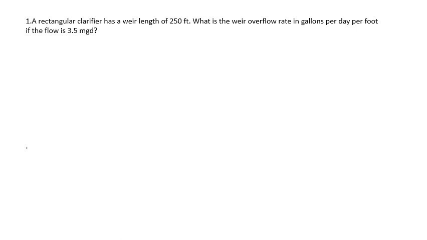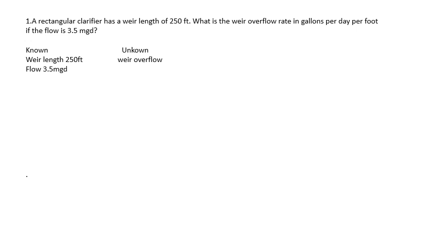Question number 1. A rectangular clarifier has a weir length of 250 feet. What is the weir overflow rate in gallons per day per foot if the flow is 3.5 million gallons a day? I always like to do your known and your unknown. What you know is your weir length is 250 feet and your flow is 3.5 million gallons a day. What you don't know is your weir overflow.